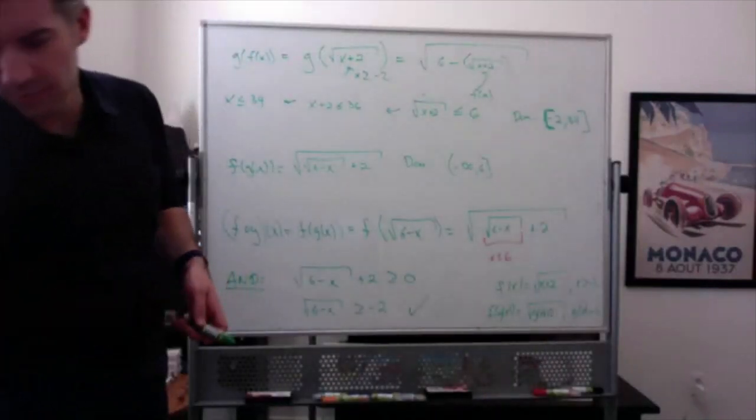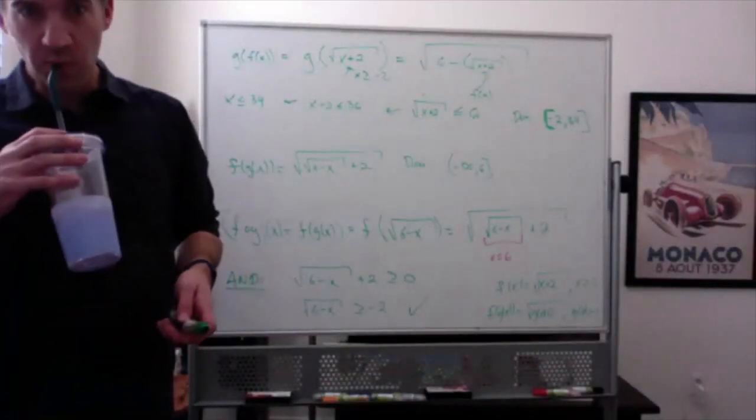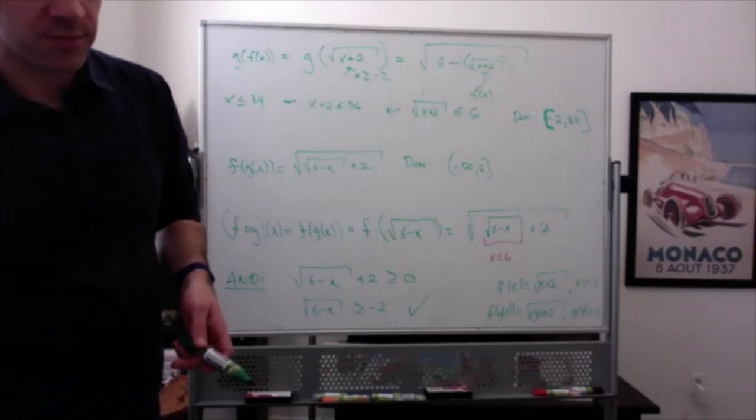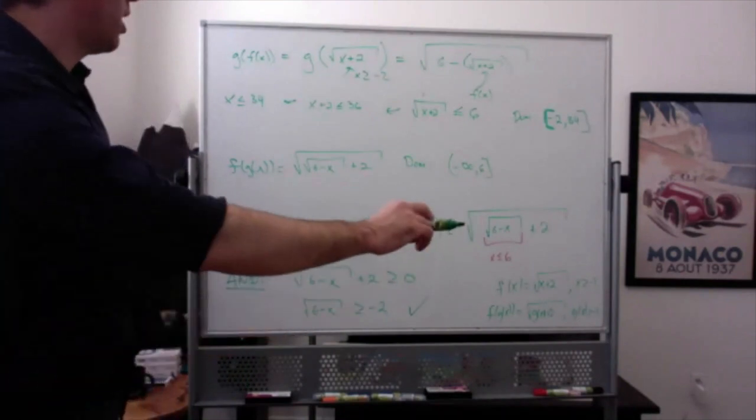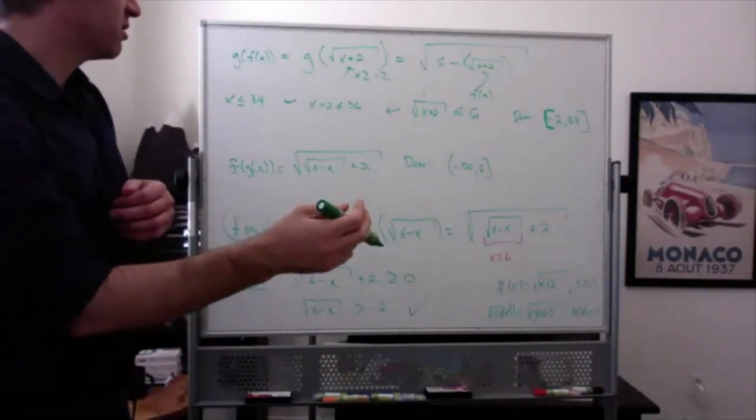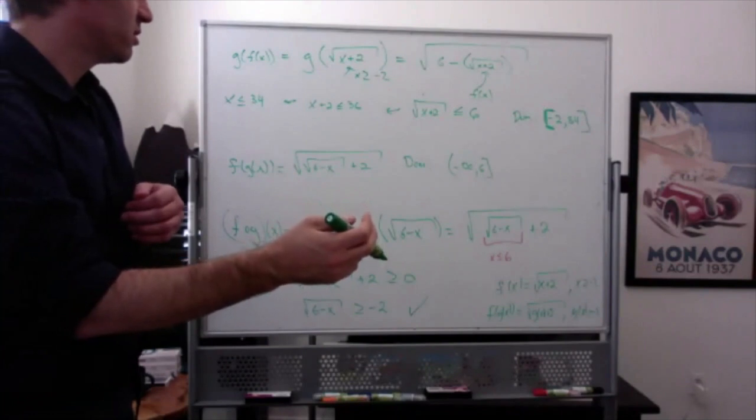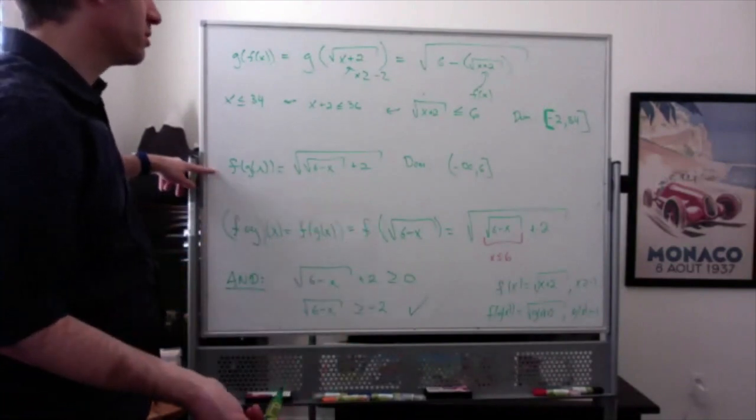Okay. Can you explain again how you got 6? Negative infinity to 6? Oh, for this previous one, f of g, yeah.